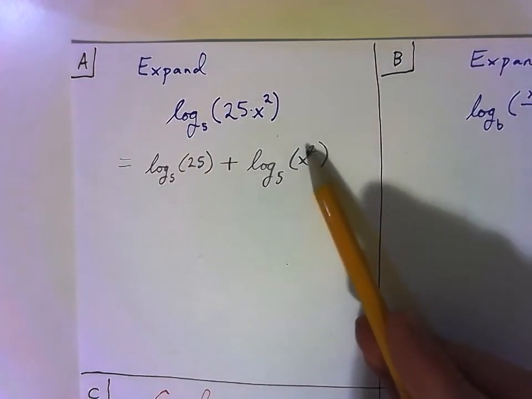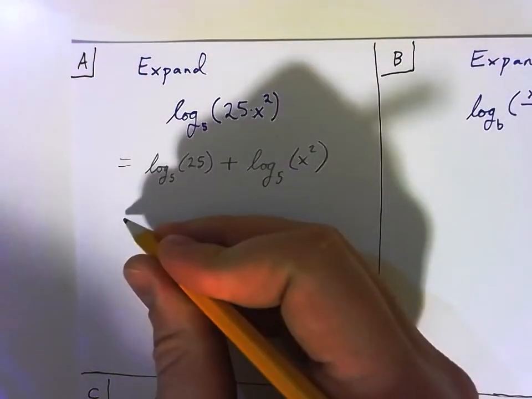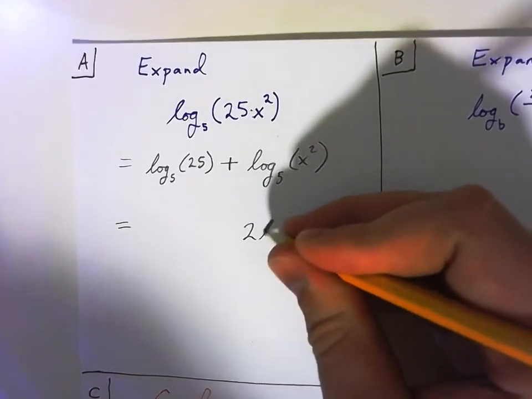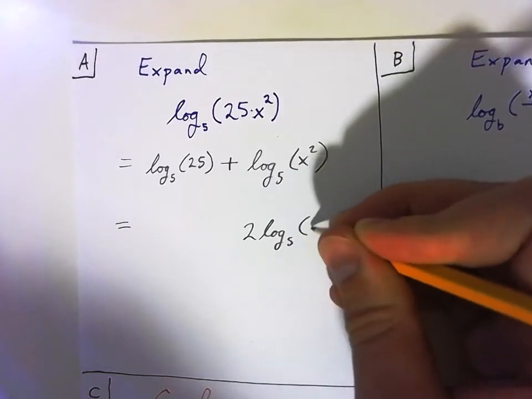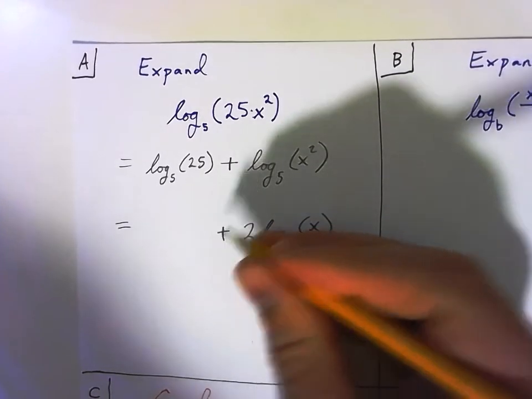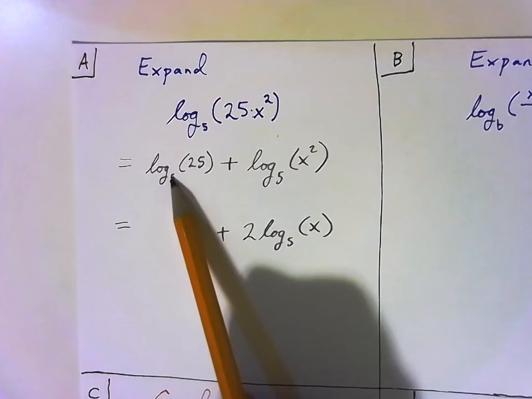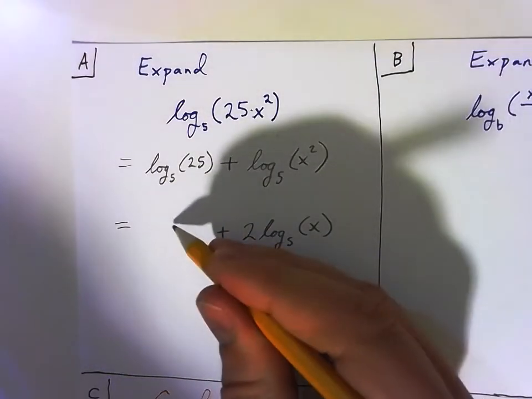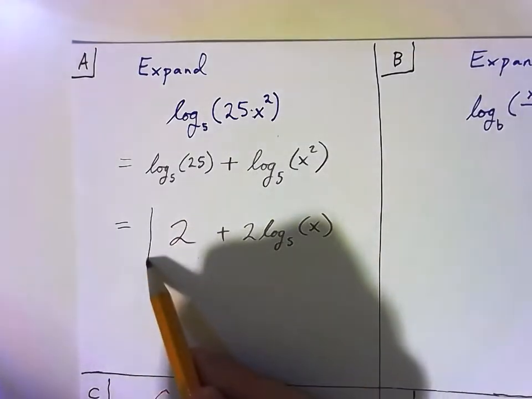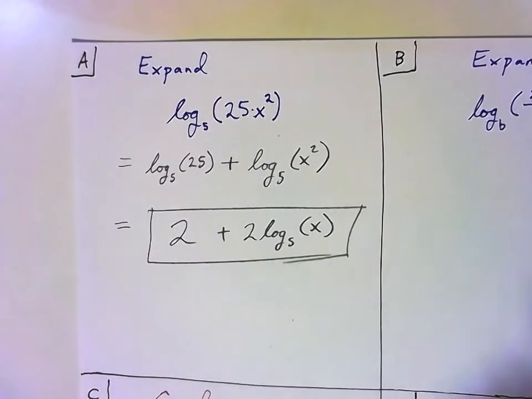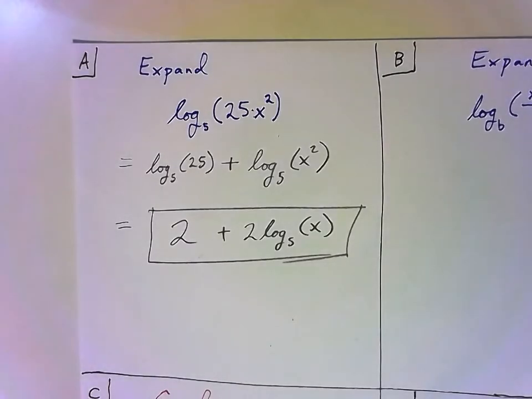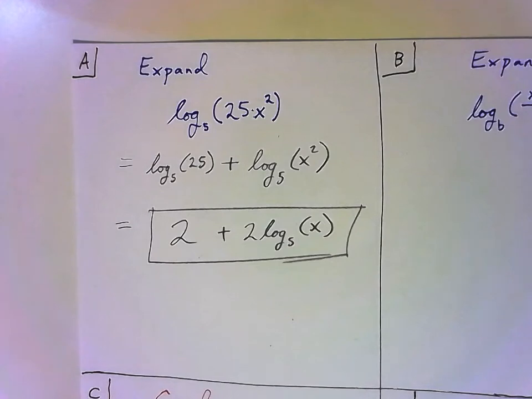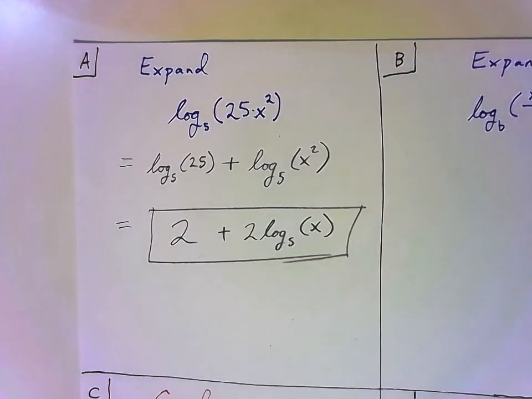But we've also got an exponent here, so we can use the power property and change this to be 2 log base 5 of x. And by the way, 5 to the 2nd power is 25. So log base 5 of 25 is just 2. So that would be fully expanded. Make sure if there's anything you can expand, expand all of them on these examples.